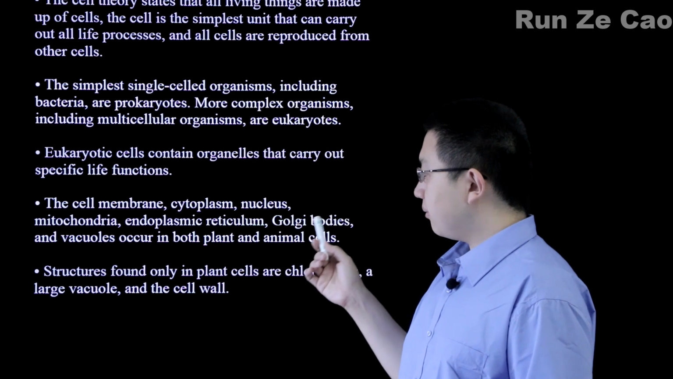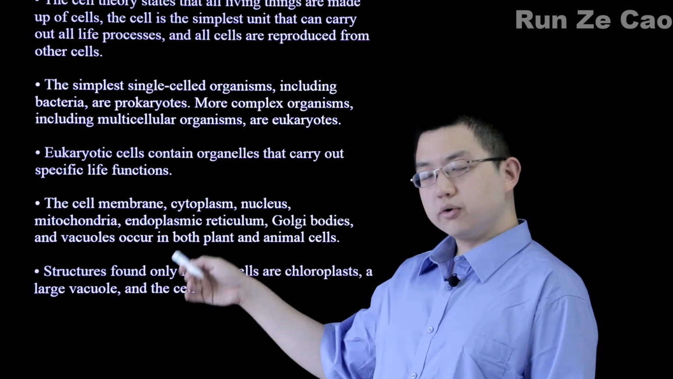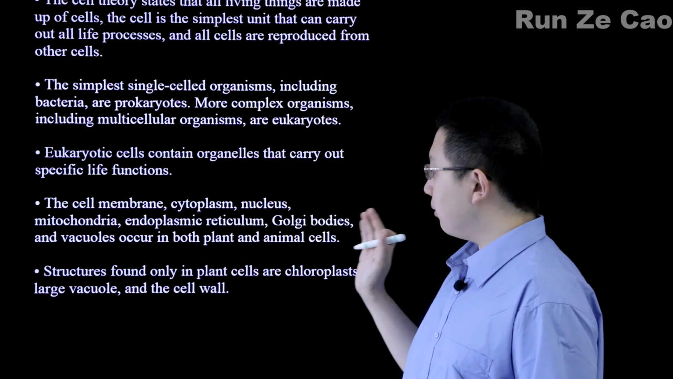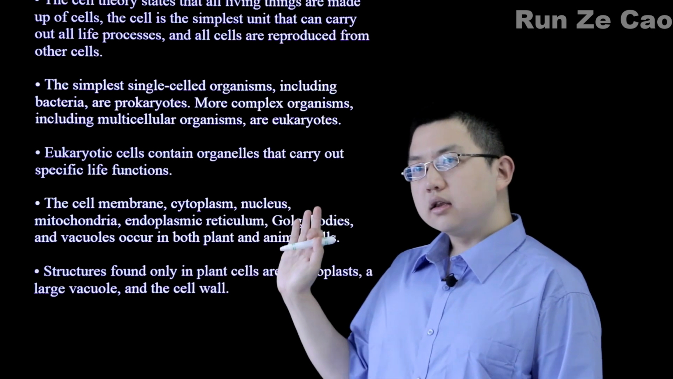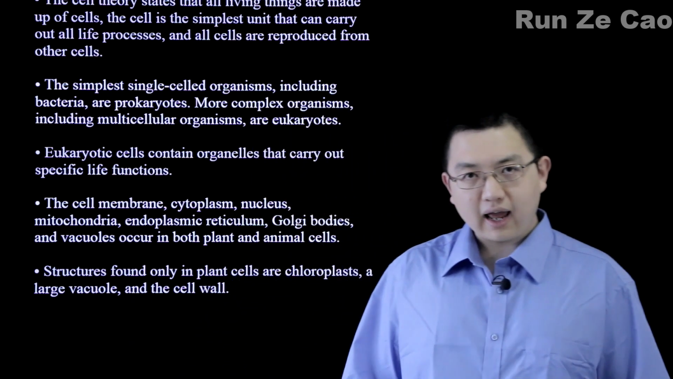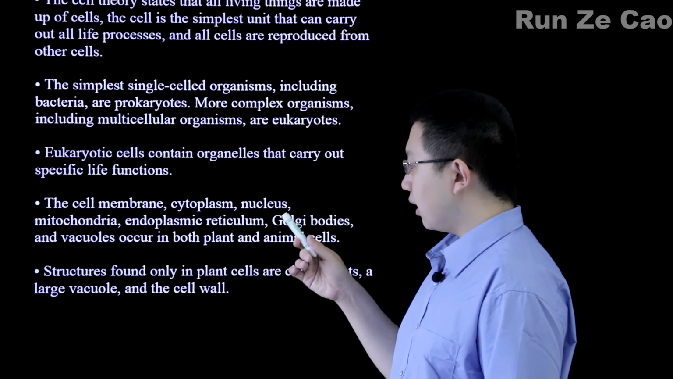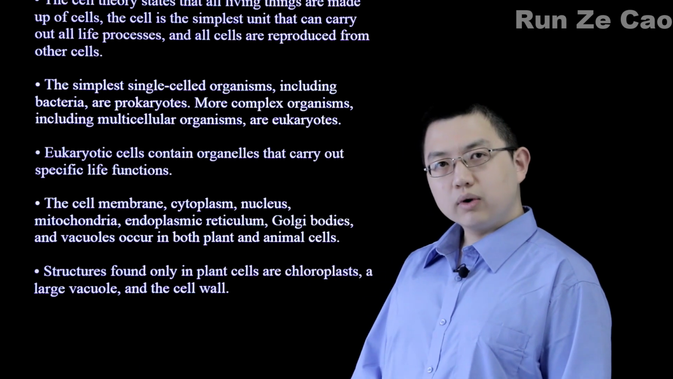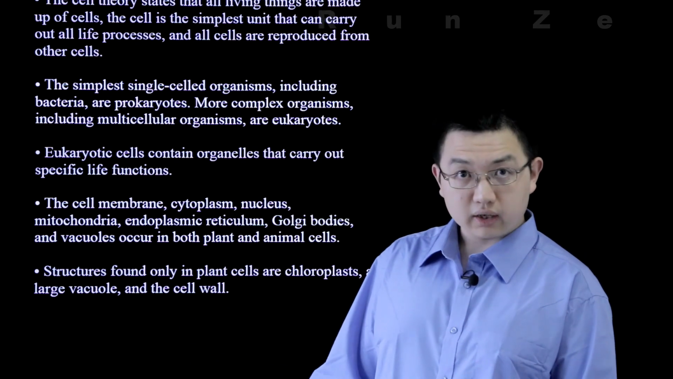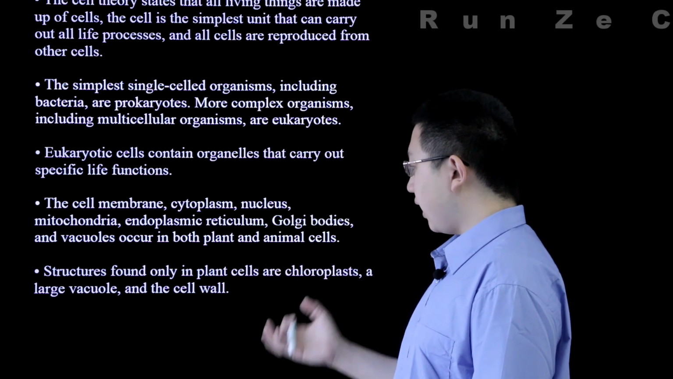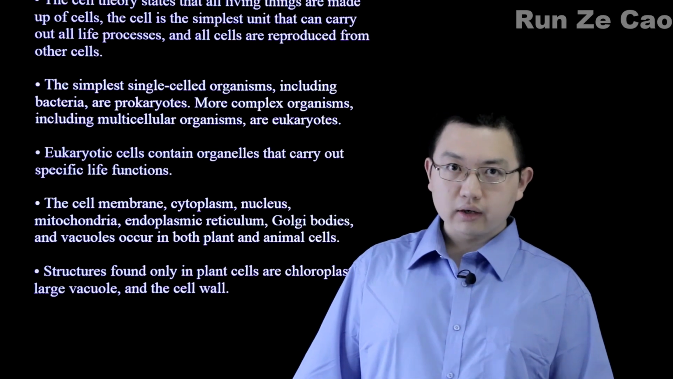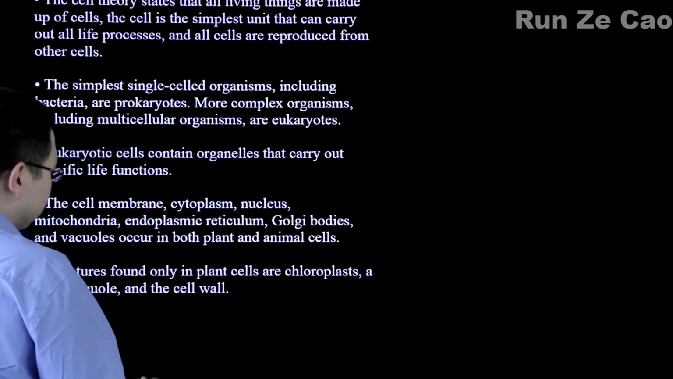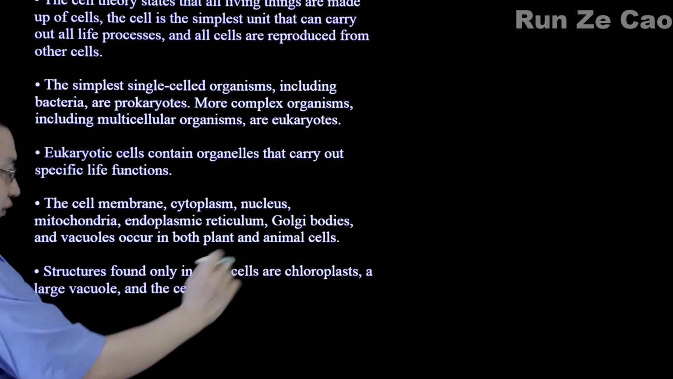The cell membrane, cytoplasm, nucleus, mitochondria, the smooth and rough endoplasmic reticulum, the Golgi apparatus, and the vacuoles occur in both plant and animal cells. The cytoskeleton also occurs in both plant and animal cells. But in plant cells, we can find a central large vacuole, usually. We can find a cell wall, usually. And we can find chloroplasts, also usually. There are plants that have any combination of lack of these features.